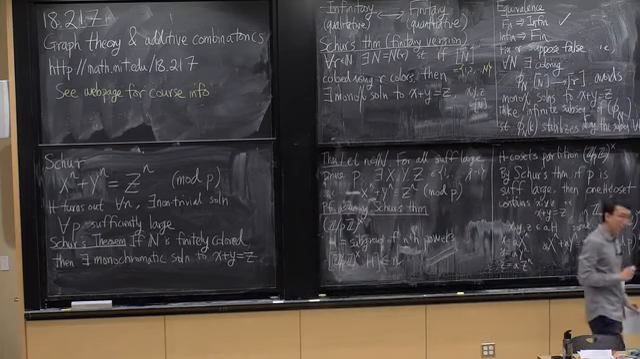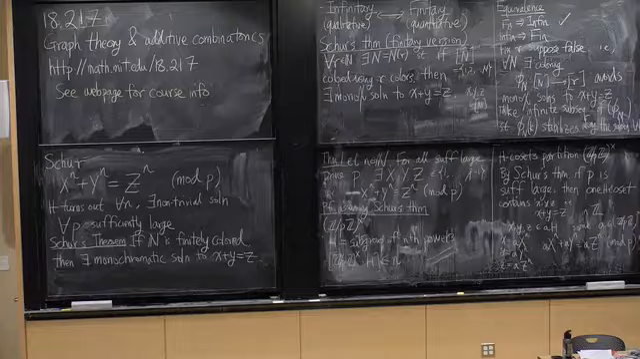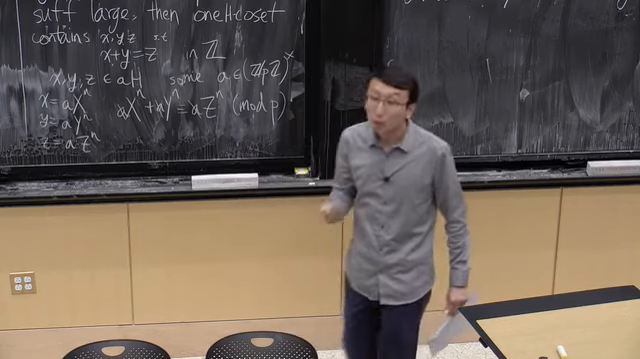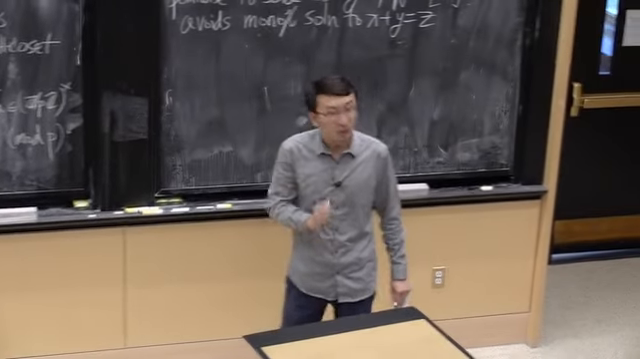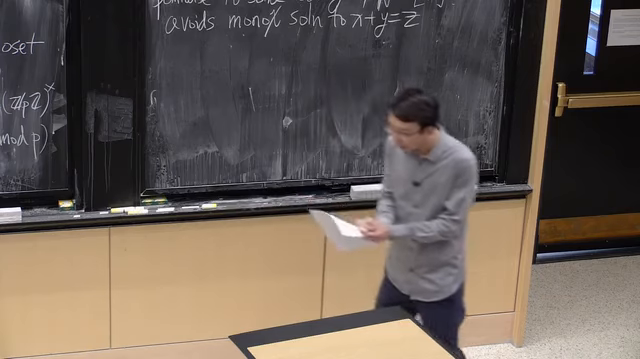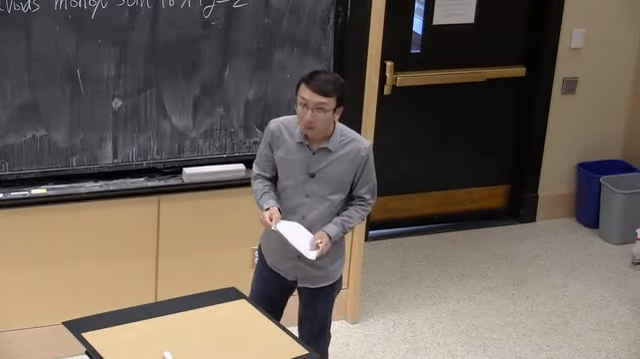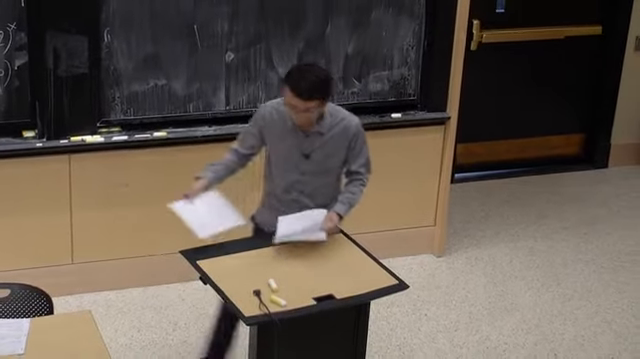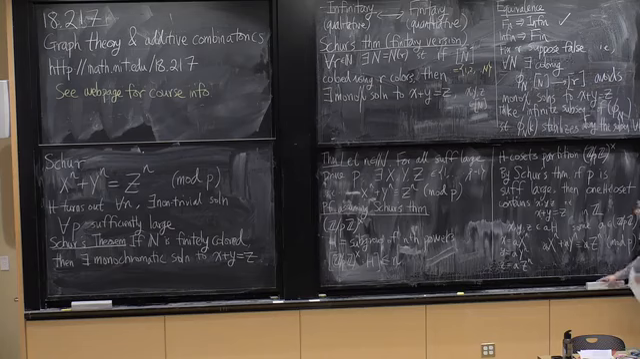theorem. But we assumed this claim, Schur's theorem, that every finite coloring of the positive integers contains a monochromatic solution to x plus y equals z. So we still need to prove that claim. Right? So we still need to prove this combinatorial claim, and so that's what we're going to do now.